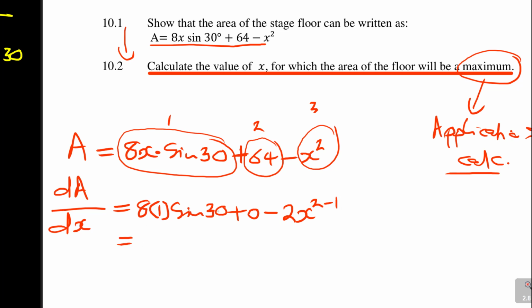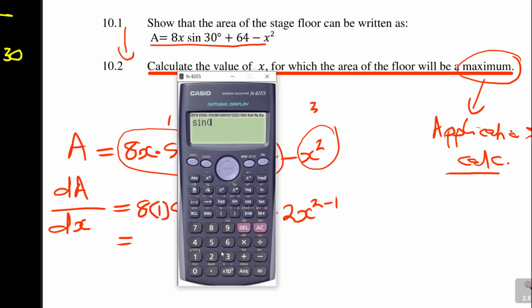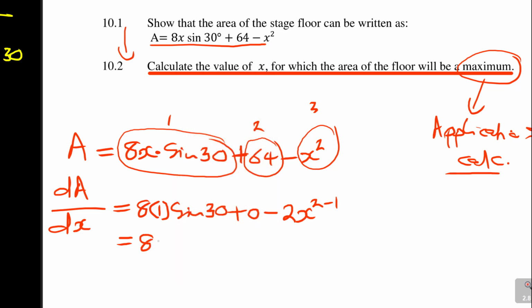So now here, sin 30, you definitely need to find out what sine 30 is. Let's use our calculator then. If I say sin 30, it gives me half. So here I've got 8 times 1 over 2 minus 2x to the power 2 minus 1, which is x. So it continues: 8 times half, then you've got 4 there. So it's 4 minus 2x.